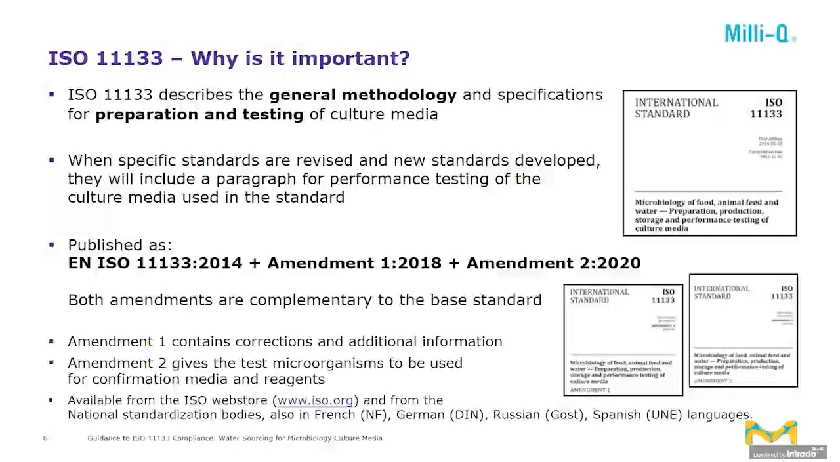Amendment 1 from 2018 contains corrections and additional information. Amendment 2 from 2020 gives the test microorganisms to be used for confirmation, media, and reagents. These were not included in the base document from 2014. All these documents are available from the ISO web store, www.iso.org, and from the national standardization bodies. It's also available beside English in other languages like French, German, Russian, and Spanish.